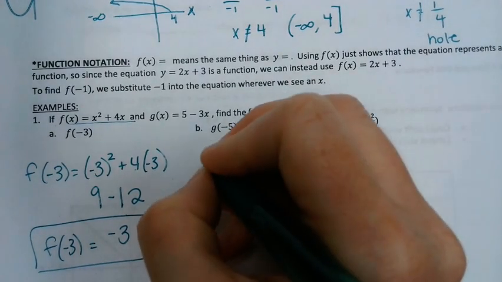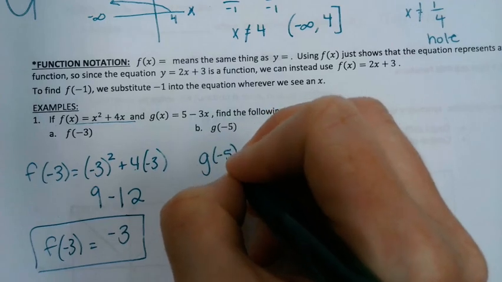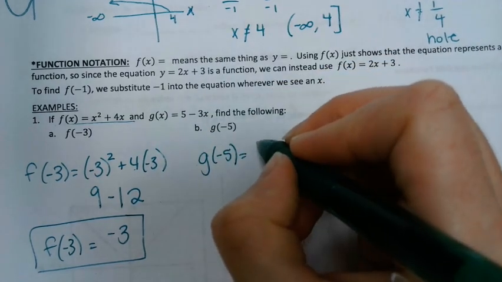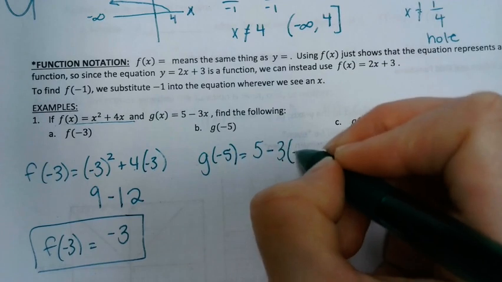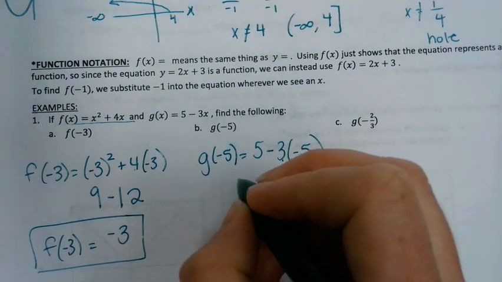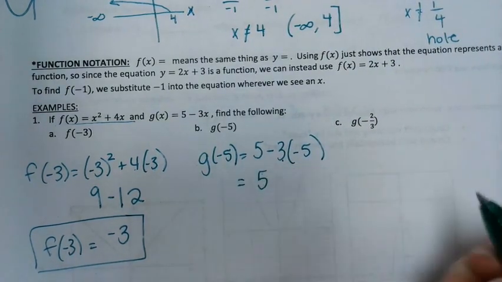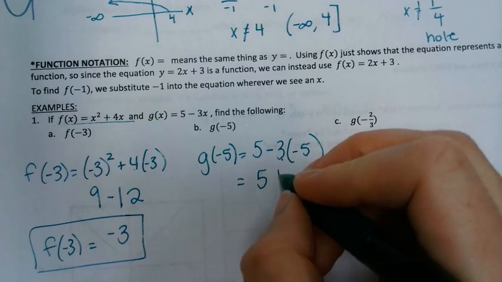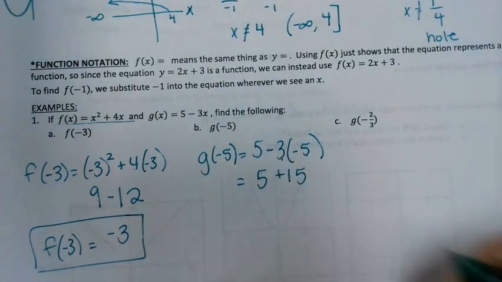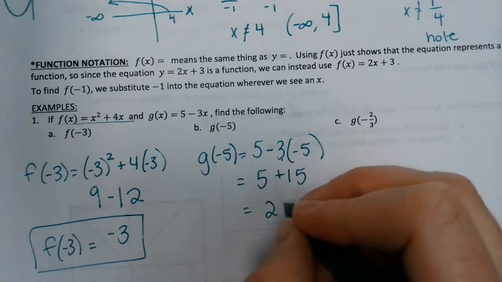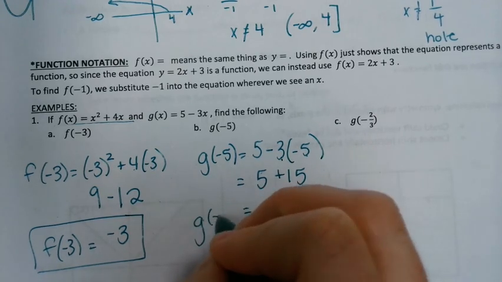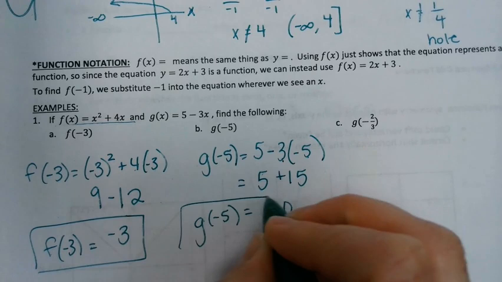Now we use the g function, g of negative 5. So here's our g function. 5 minus 3 times a negative 5. And then negative 3 times a negative 5 is a positive 15. When you add those together, you get 20. So g of negative 5 equals 20.